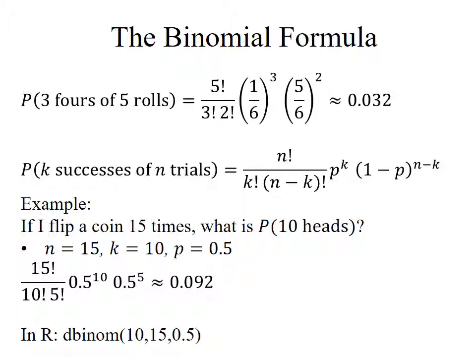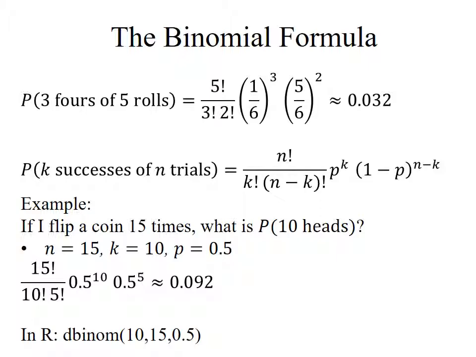So I can put that all together and get the binomial formula, a general formula, which will allow me to calculate the probability of absolutely any binomial event. In this case, I wanted the probability of 3 4s out of 5 rolls. So there's the 5 factorial over 3 factorial, 2 factorial, which tells me the 10 ways that this can happen, the 10 orders for these things. I then multiply that by the probabilities, 1/6 to the third, 5/6 to the second power, multiply all that out, and I get 0.032.